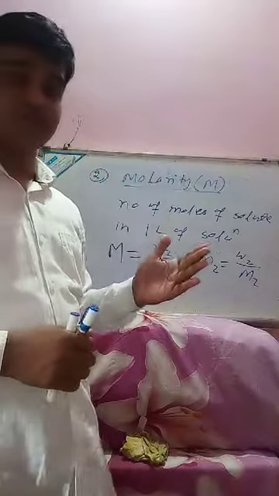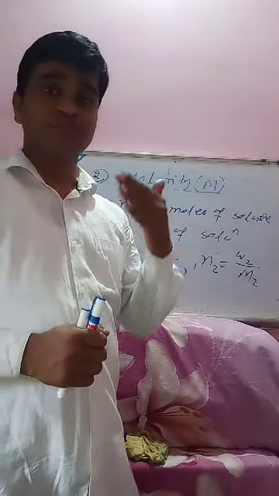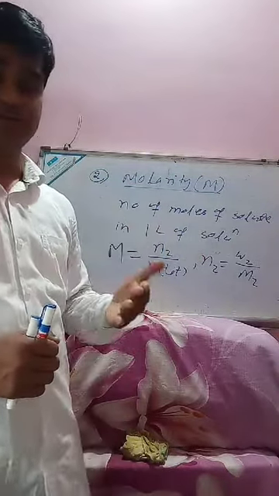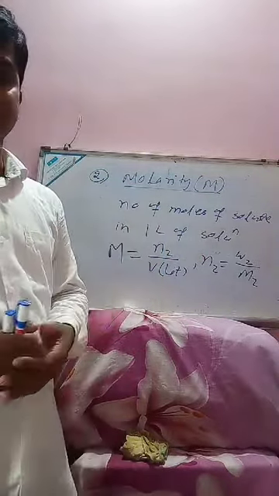In the solution, the subscript 2 is used generally for solute, and 1 is used generally for solvent. So what is W2? Amount of a solute. What is capital M2? Molecular mass of a solute. What is V? Volume of solution in liter. So we can write the expression for molarity as W2 by M2 into 1000 by V in milliliters.